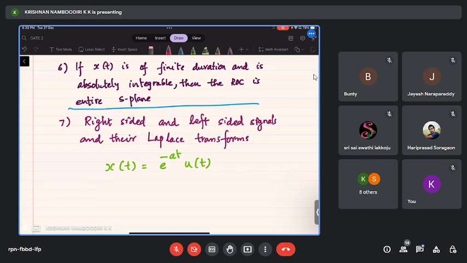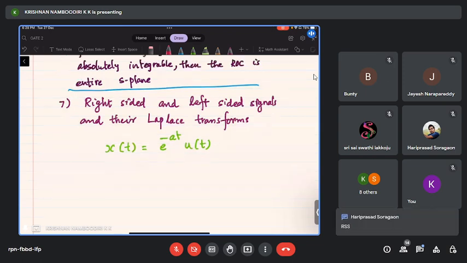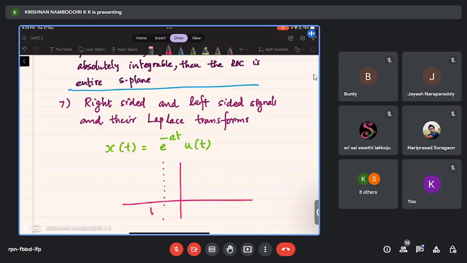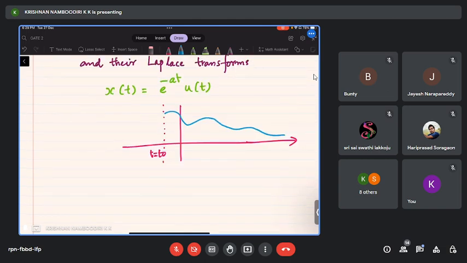So first of all, what is meant by a right-sided signal? This is a right-sided signal. The signal will start at some point, some t equal to t naught, and it goes to infinity. So it need not be e power minus at u of t; it can be something like this as well. This is a right-sided signal.